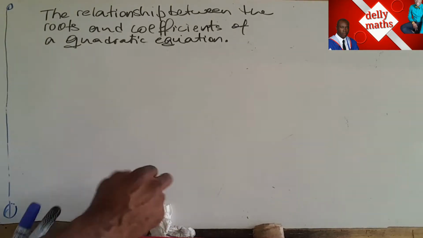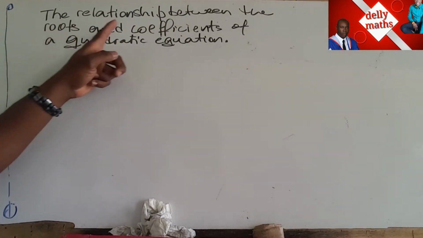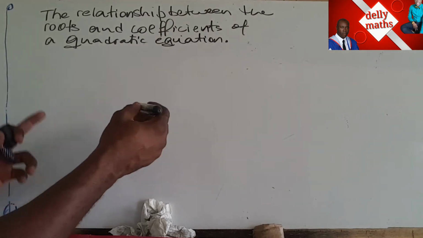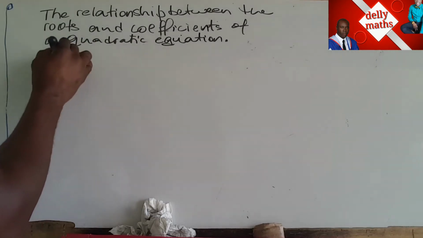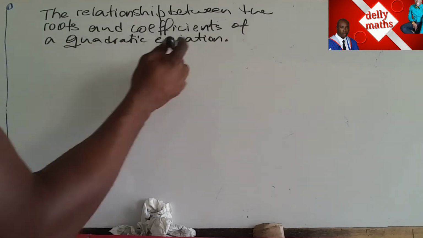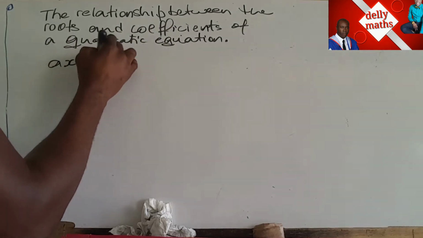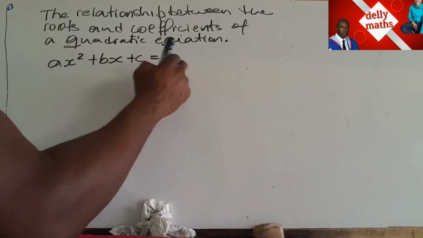In this video, what we want to look at today is the relationship between the roots and the coefficients of a quadratic equation. But let us look at what the general format for a quadratic is. So the general format for a quadratic is this. We have ax squared plus bx plus c equals 0.